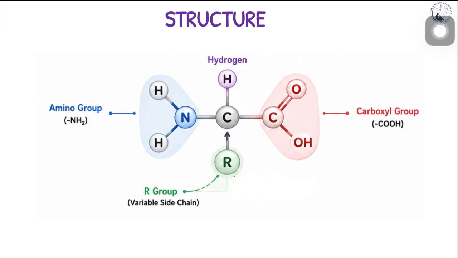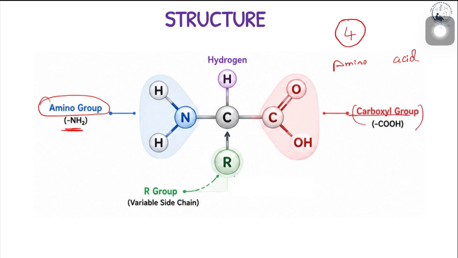So coming to the structure, remember the magic number 4. As the name says, amino acid, it has an amino group, that is your NH2, and an acidic group, that is your carboxyl group, and other than that there is a hydrogen and an R group. It is a variable group, that is, this is what changes from one amino acid to another, and it is important to determine the biological and chemical properties of an amino acid.